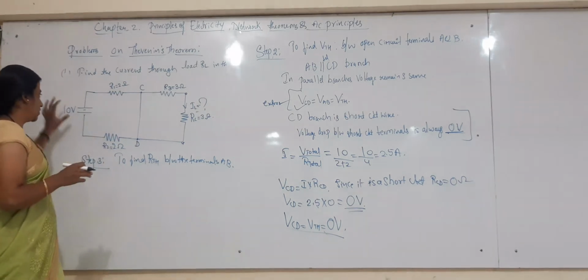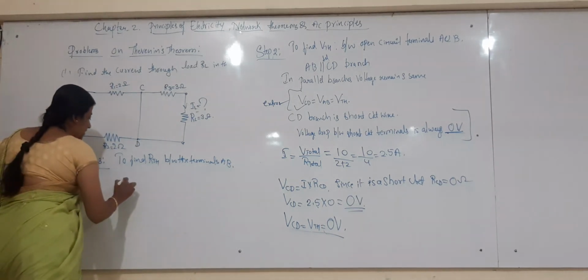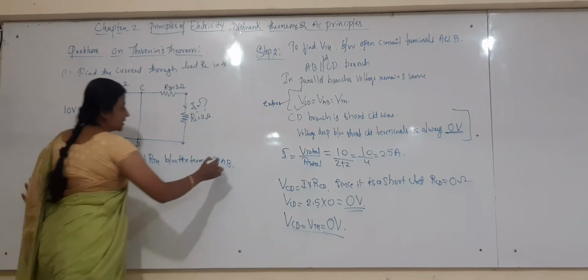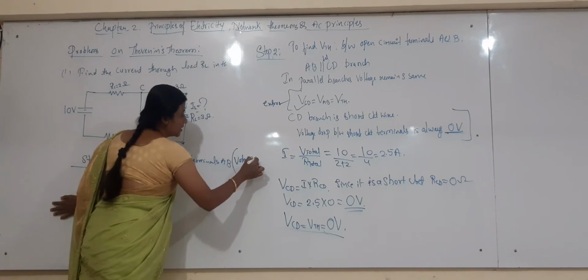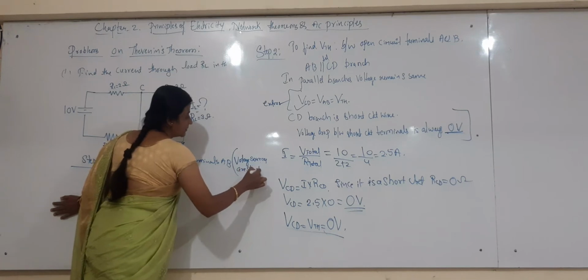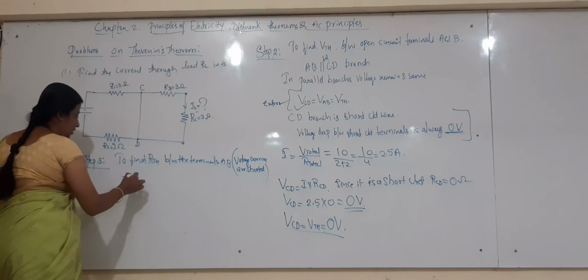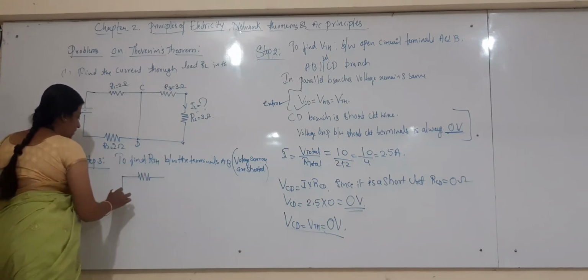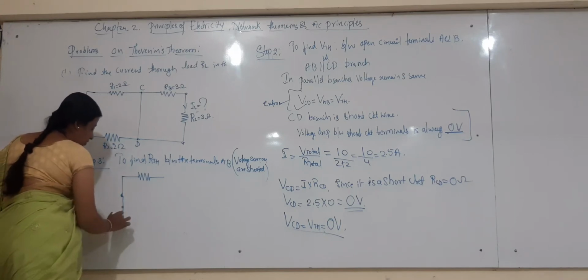So in this circuit, this one is a voltage source, so this should be shorted here. So the circuit reduces. Whatever the voltage sources are there, they are going to be shorted. So therefore our circuit reduces like this. This voltage source is shorted.